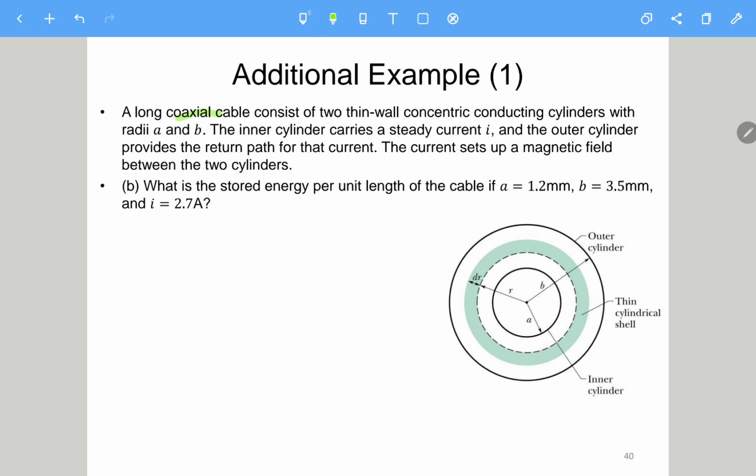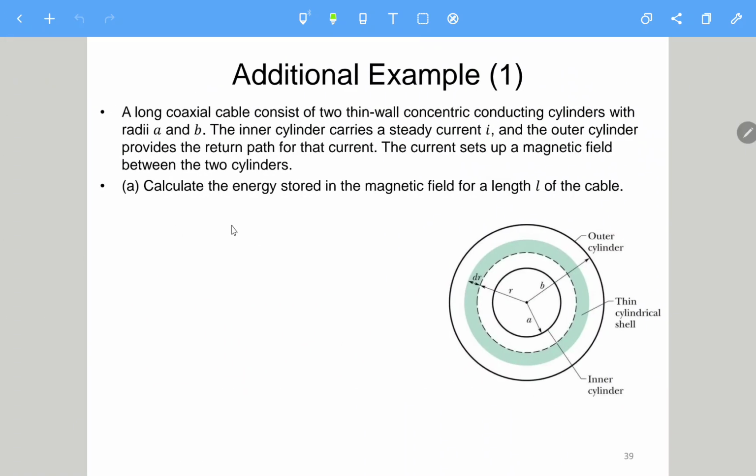This is for transmitting a high frequency signal. This is transmitting the signal, and this is like the ground, but the high frequency signal can go back from the outer ring, so a higher frequency signal can go through. And then the current sets up a magnetic field between the two cylinders.